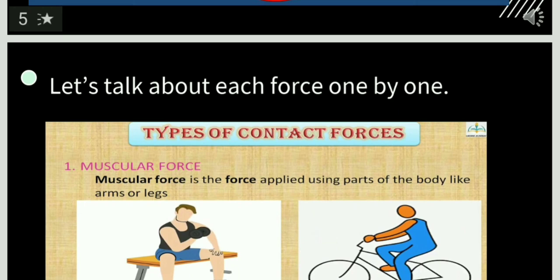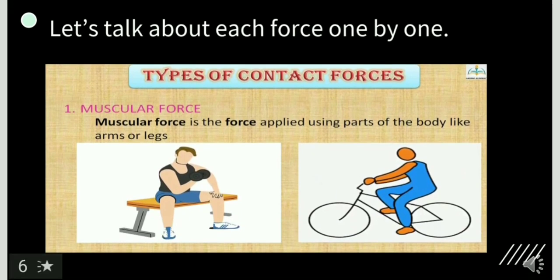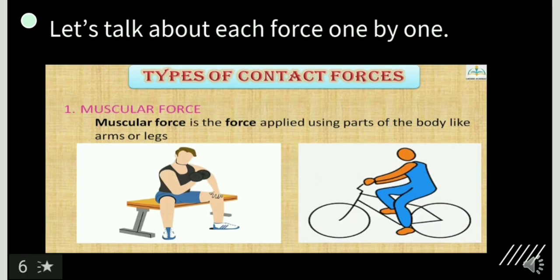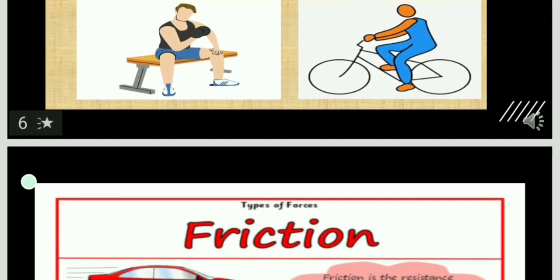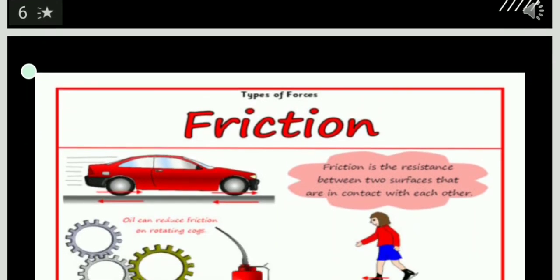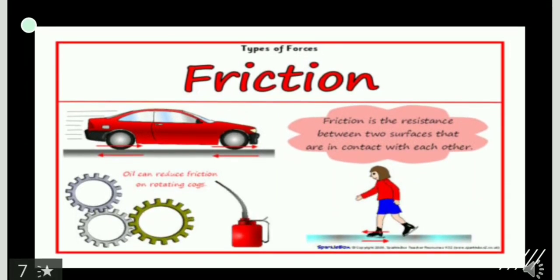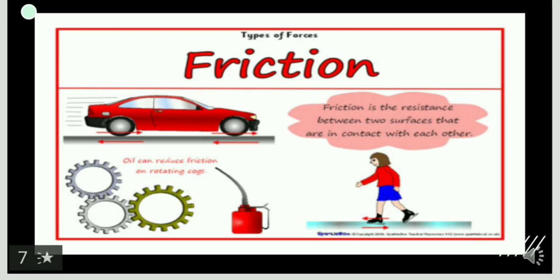So basically when we talk about contact force, it is two things coming in contact physically with each other and acting upon each other. And muscular force is an example of this one, wherein we use our muscles or body parts, arms or legs, for applying force. And you can see the example over here: cycling and a person working in the gym or maybe some other kind of activity. Next one is frictional force.